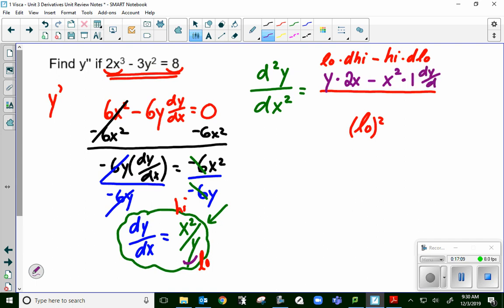dy dx needs to be written next to it. So 1 times dy dx is just dy dx, all over, and then I square the bottom. This is y, so I square it, okay? This is my fraction I'm working with, okay?